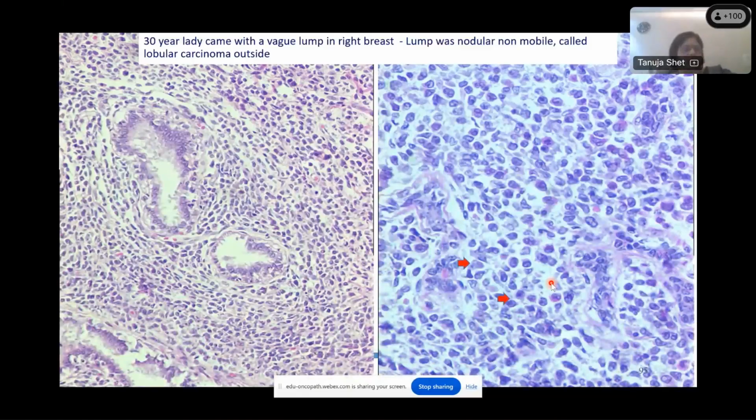We come to the other part of the story. This actually came to me like a lobular cancer, and yes, a vague lump, everything is fine. It does look like lobular, right? Now the trick was that I started seeing these cells. What are these cells? Anybody?